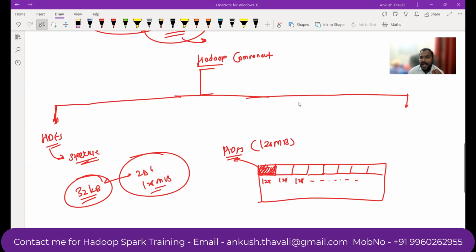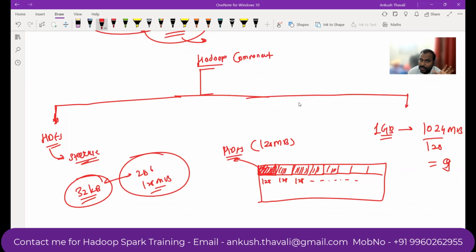So if I have a file of 1 GB, 1 GB equals 1024 MB. If I have a block size of 128 MB, how many blocks will it take? 1024 divided by 128, around, let's assume that it is 9. So it will take only 9 blocks to store my data. 1, 2, 3, 4, likewise 9 blocks.